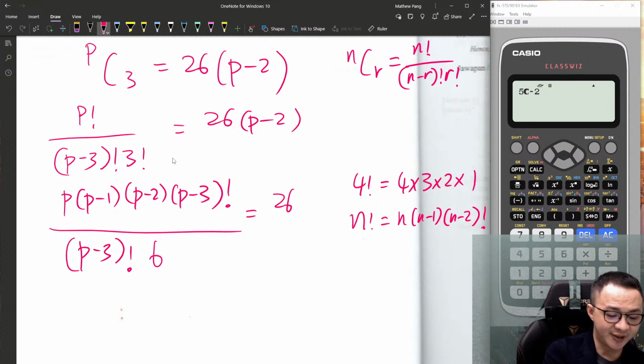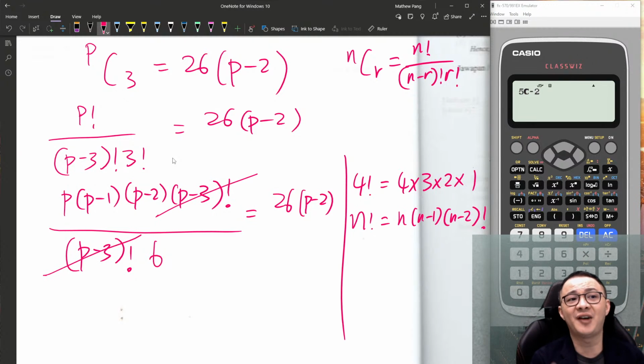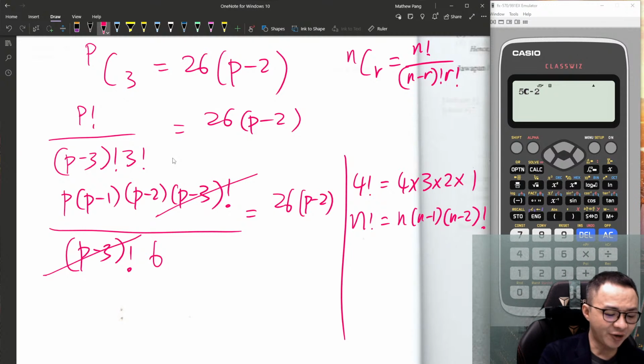Then it equals 26(p - 2). Okay, then (p - 3)! and (p - 3)! I can simplify. You realize it doesn't have factorial here anymore. And both sides also have (p - 2) and (p - 2), I can cut also. Yeah, then I have something like this.